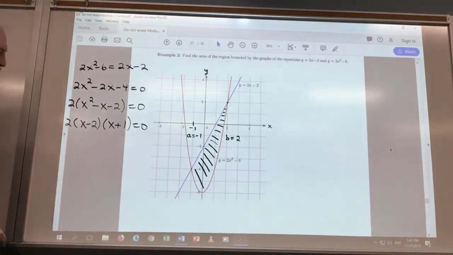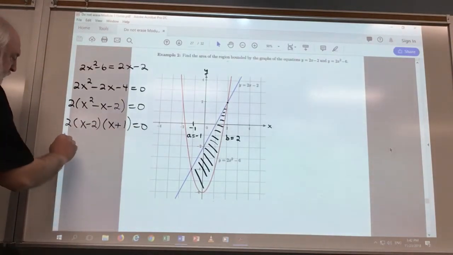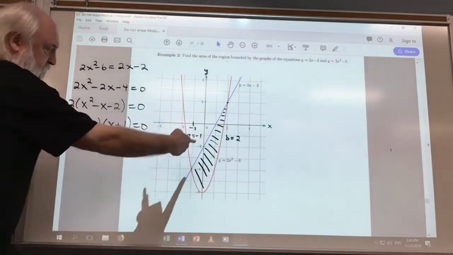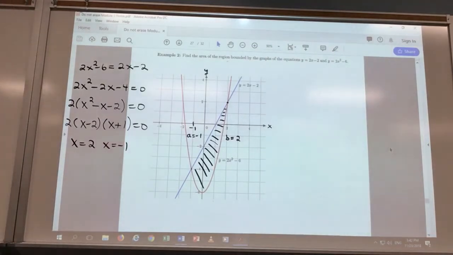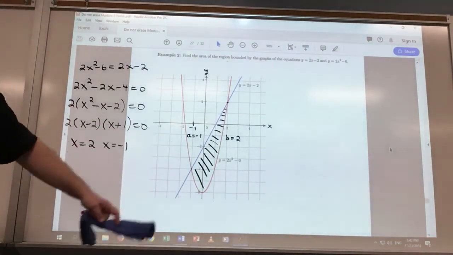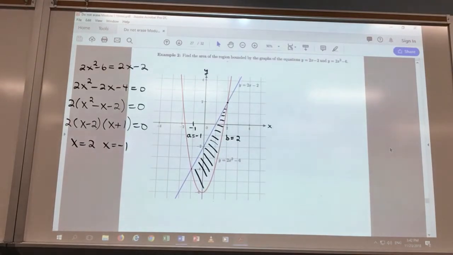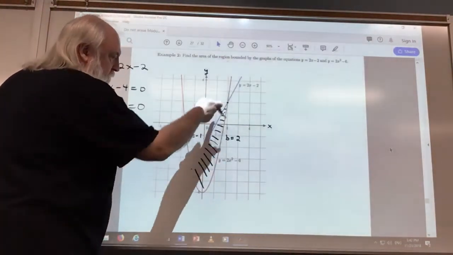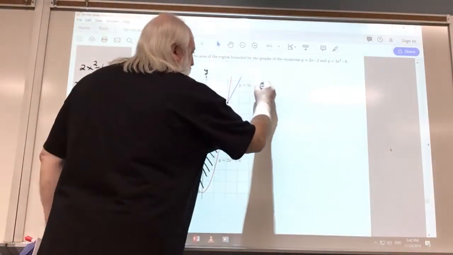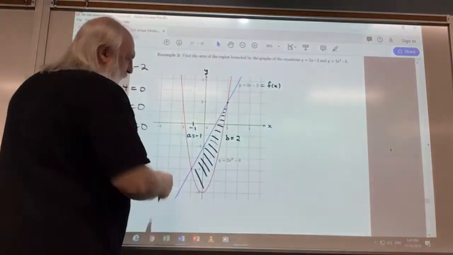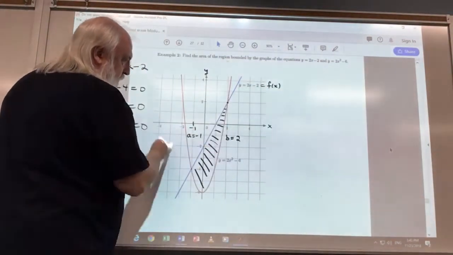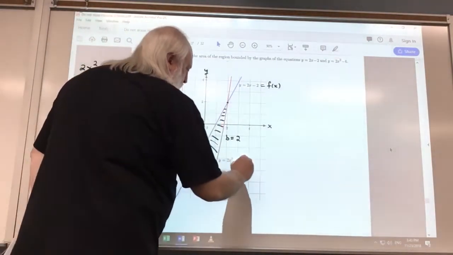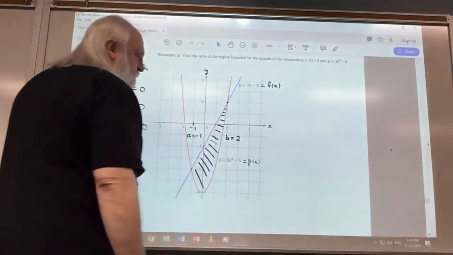When I set these two factors equal to 0 using the zero product property and solve for x, I get x is equal to 2 and x is equal to minus 1, which we already knew by visual inspection. Those were the two values of x where the two functions cross each other. So this straight line in blue is the top function, which you can call f of x. And this parabola in red is the bottom function, which you can call g of x.